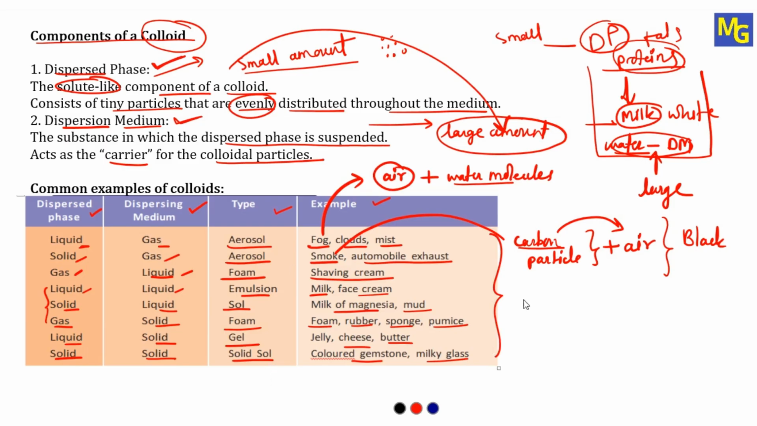So remember, this table is very important from the exam point of view because a question can be asked. If the phase is liquid and the medium is gas, then the type of colloid is? So it is aerosol. Or it may be asked in reverse: if the type of colloid is foam, then what are the dispersed phase and dispersion medium? It is gas and liquid respectively. Or they may ask you to give an example of some colloidal type. For example, if the colloidal type is foam, give an example. Then you can give the example from this table. So try to remember this table which is given on this page, even though it is there in your NCERT book.